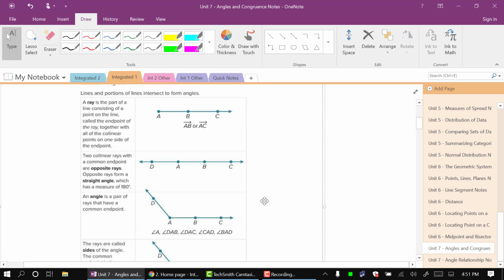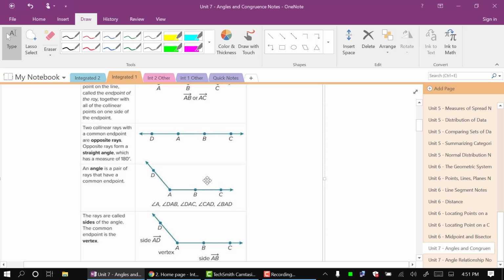Then we have two collinear rays with a common endpoint, which are opposite rays. So we have opposite rays here, which make a straight angle. A straight angle has a measure of 180 degrees, making a straight line. An angle is a pair of rays that have a common endpoint. So here we have ray AD, and we also have our ray from the beginning, AB or AC.